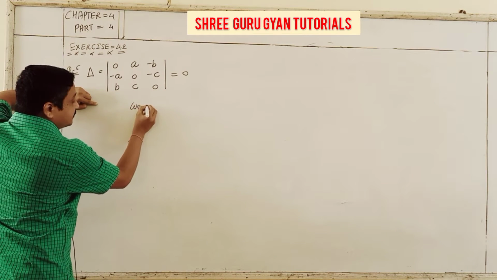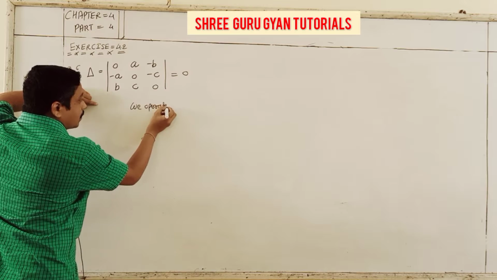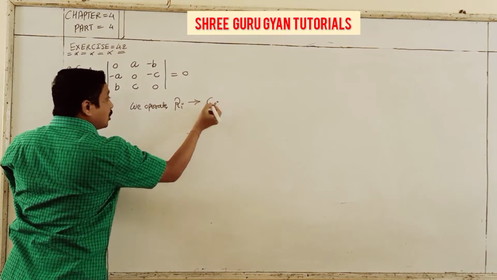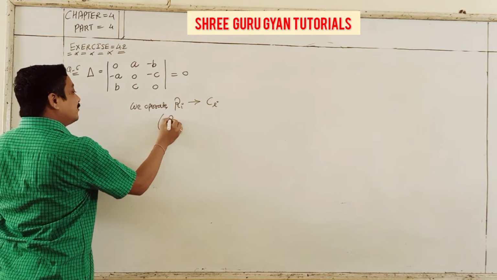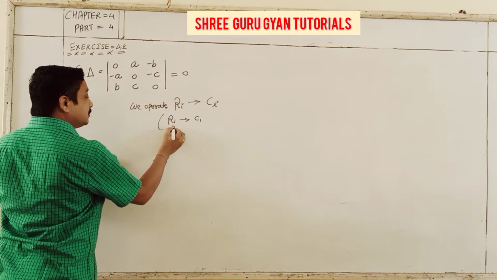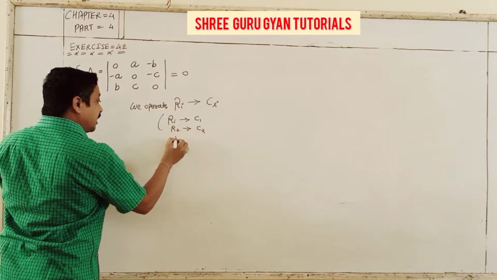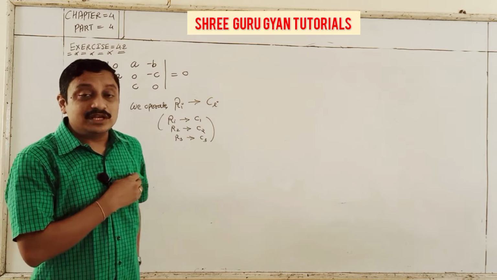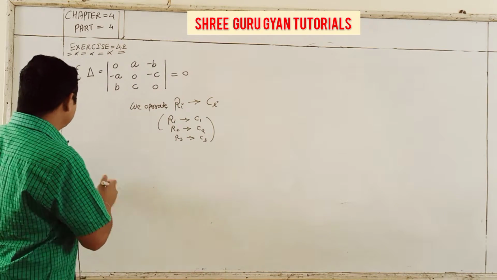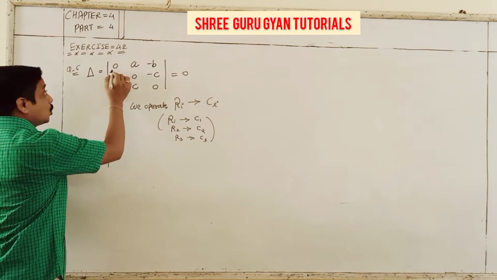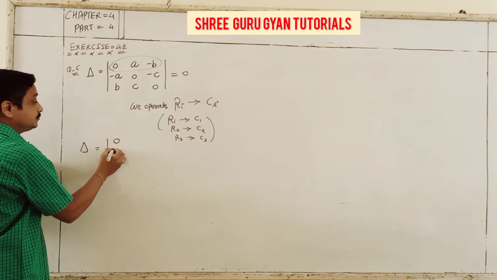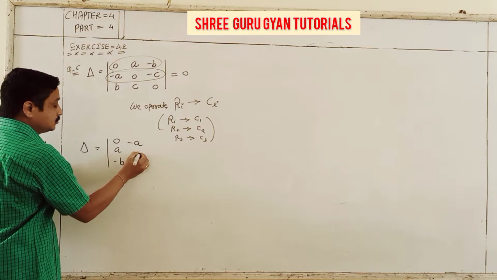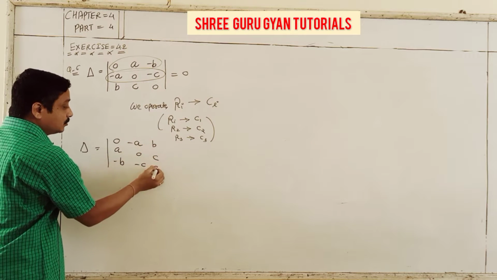So we operate: every row translates into a column, just like R1 changes to C1, R2 changes to C2, and R3 changes to C3. Because I want to show the answer is 0 without any expanding, my del value, the first row I write down as the first column, the second row as the second column, and the third row as the third column.